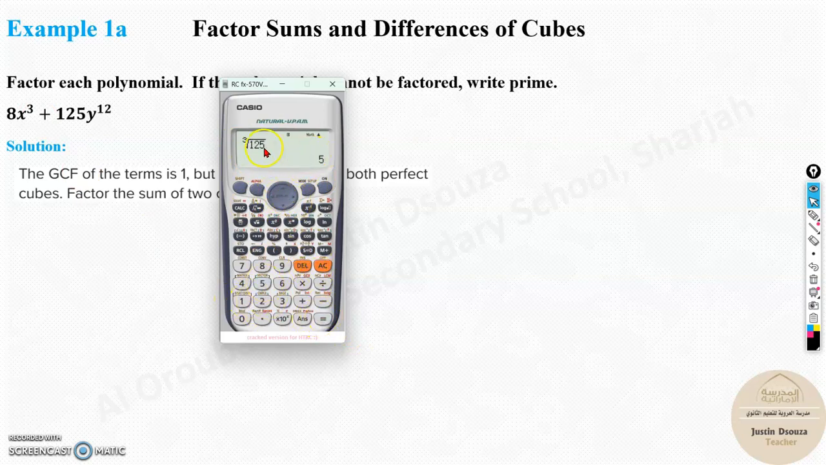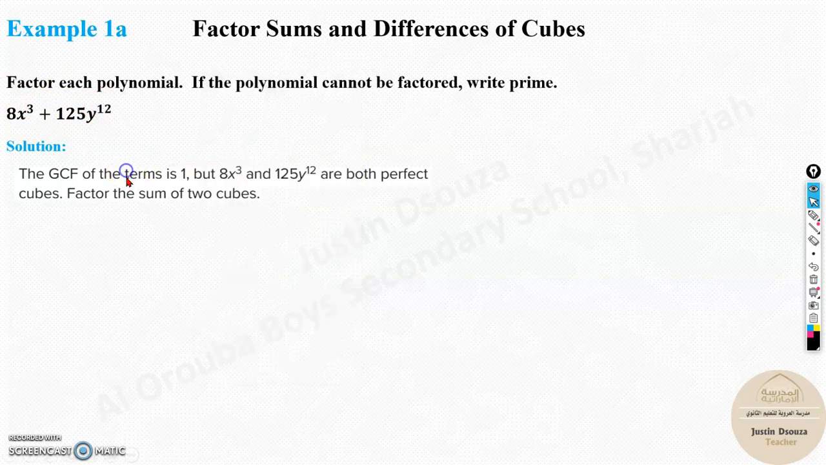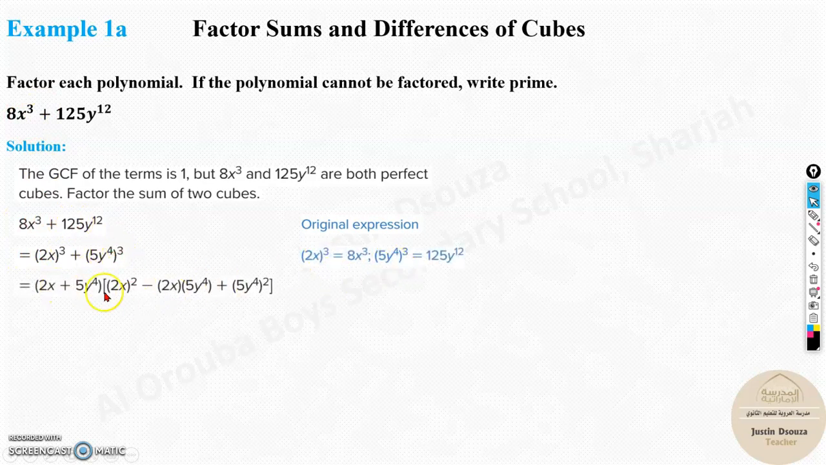For numbers, you have to use cube roots. So 5, now this is fine, x to the power 3. But what about this 12? 12 just divided by 3, you'll get 4. So now you can easily understand this is 2x whole cube and this is 5y to the power 4 whole cube. Now you can apply the formula, the identity.